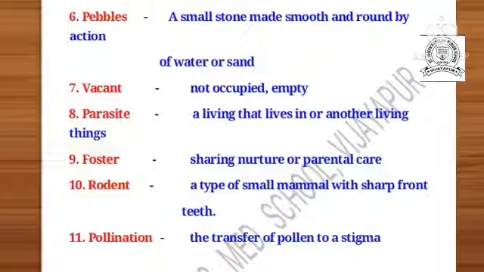Then 11th one, pollination. Pollination means what? The transfer of pollen to a stigma in another place. It is called pollination. Pollen grains means what? These are the yellowish structures inside the flower. Some yellowish color structures are there. It is called pollen grains, and these are transferred from one place to another with the help of birds, and it is called pollination.